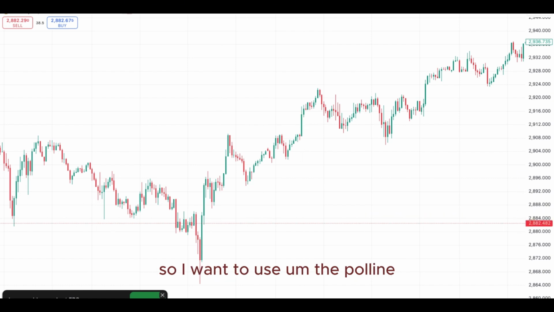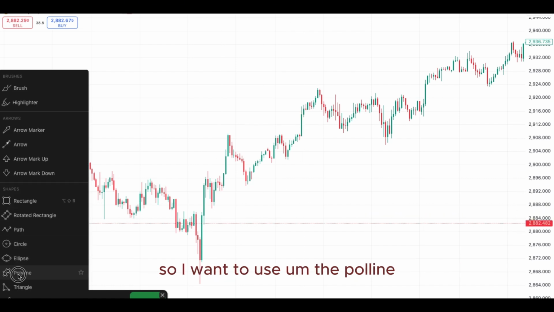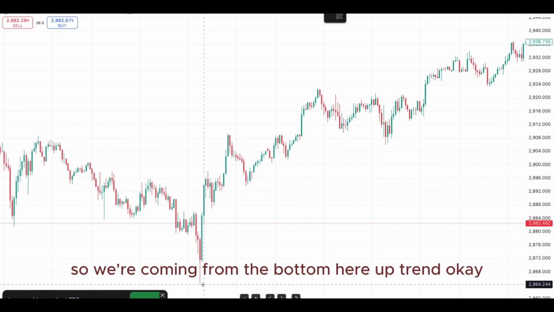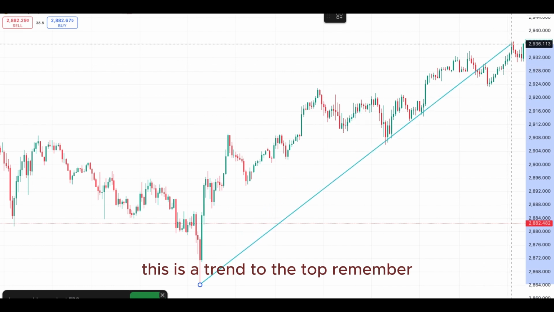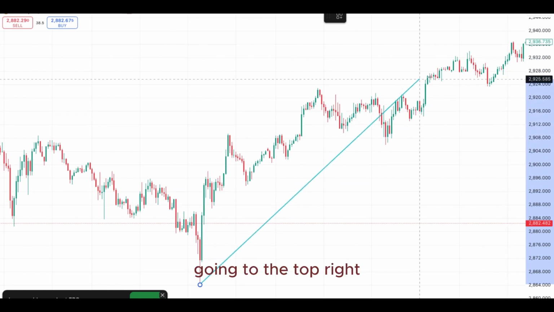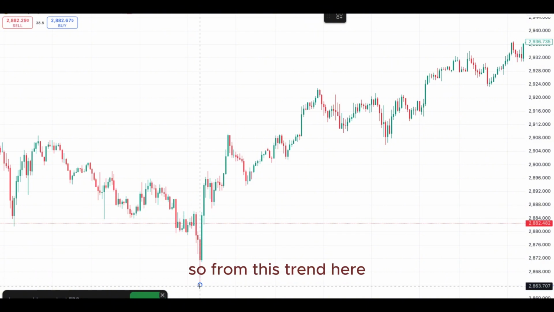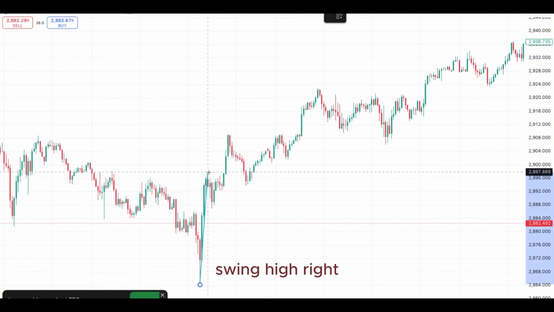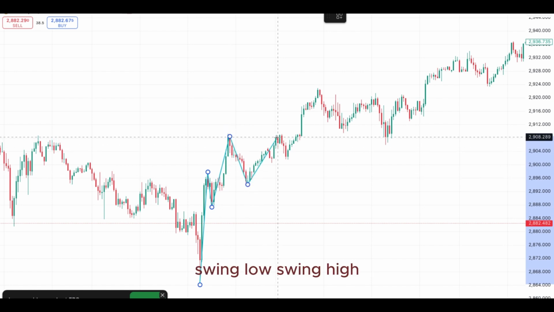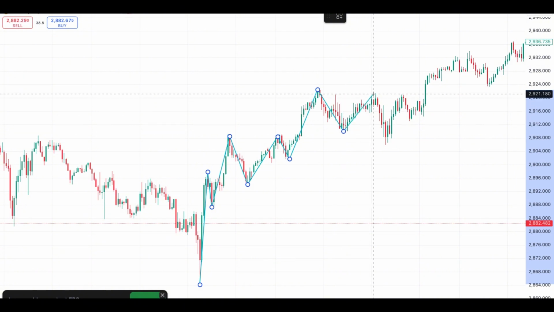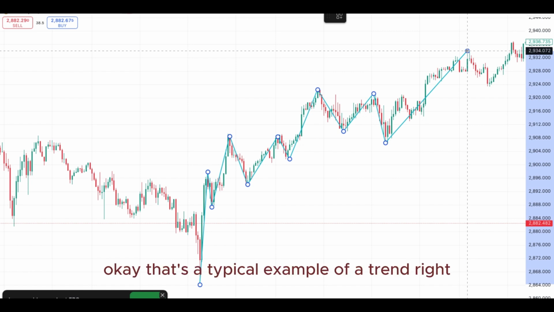Okay, so I'm going to use the pull line. So we're coming from the bottom here, uptrend. Okay, this is a trend to the top, remember, going to the top, right? So from this trend here, swing high, right? I use this as our swing low, swing high, swing low, swing high, swing low, swing high, swing low, swing high. Okay, that's a typical example of a trend, right?